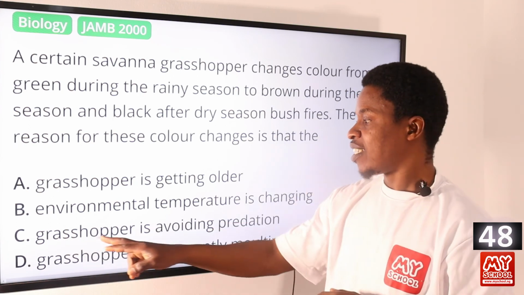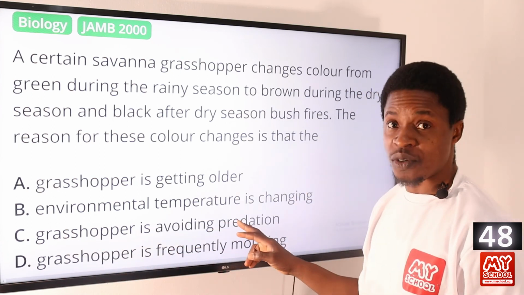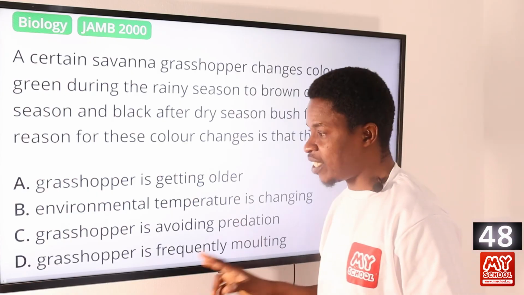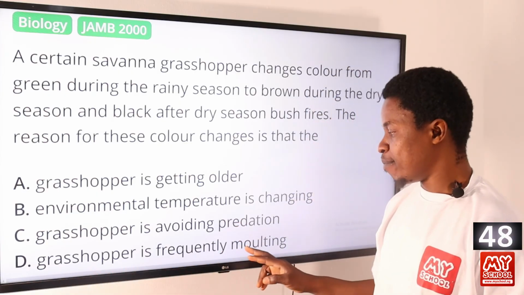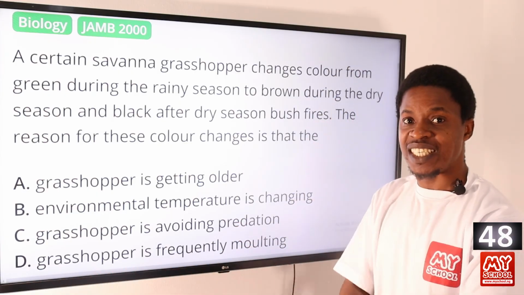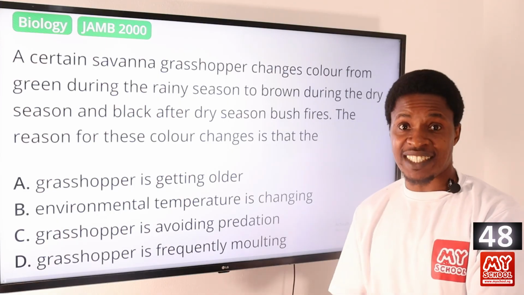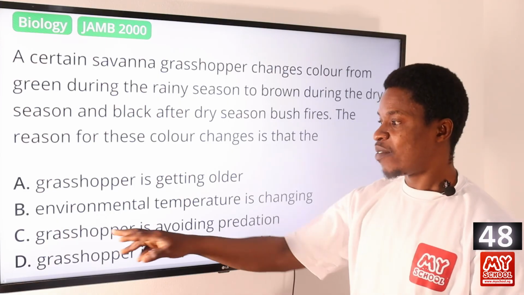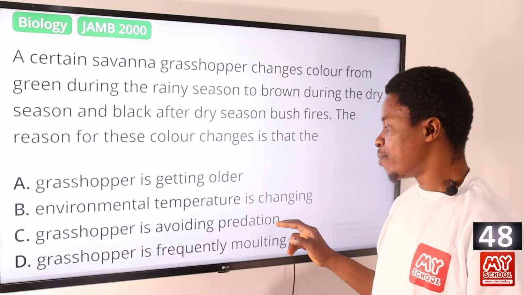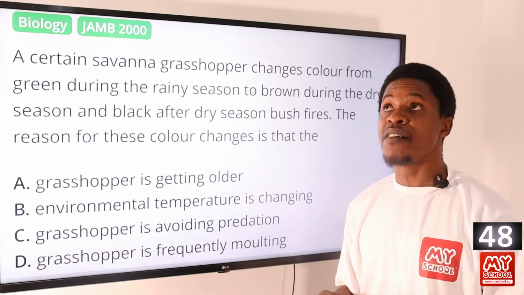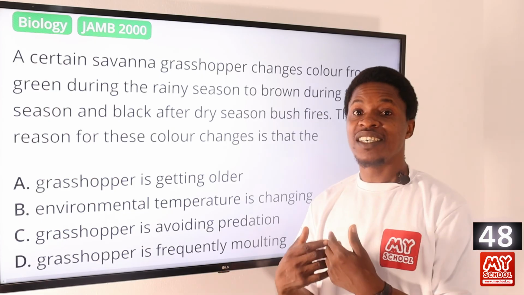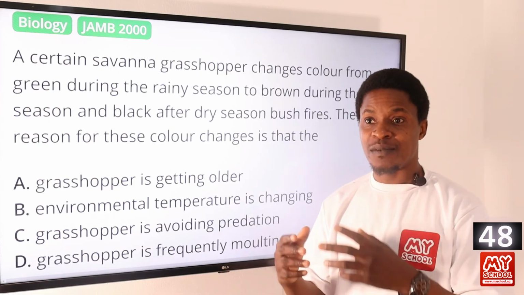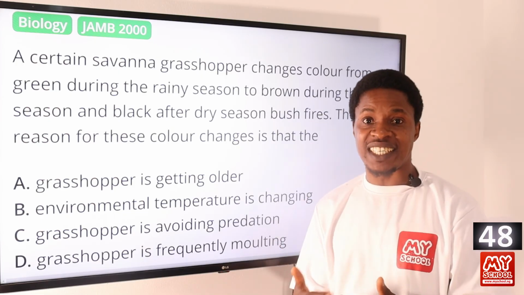Option C, grasshopper is avoiding predation. Most probably. Let's look at option D. Grasshopper is frequently molting. When you say molting, it's changing its skin, which we call ecdysis. That's not what is happening here. So we have grasshopper is avoiding predation. Yes, just like the chameleon, which is a kind of special lizard that camouflages when it's on a tree.